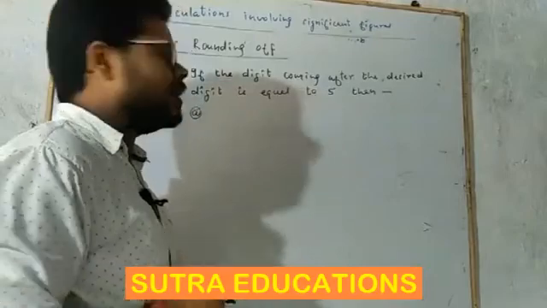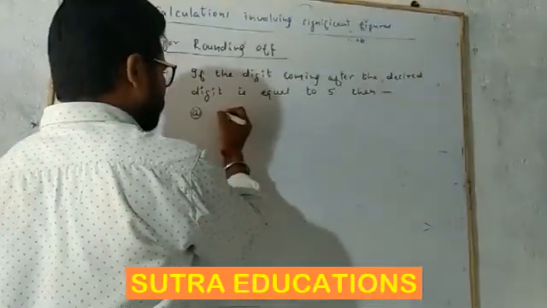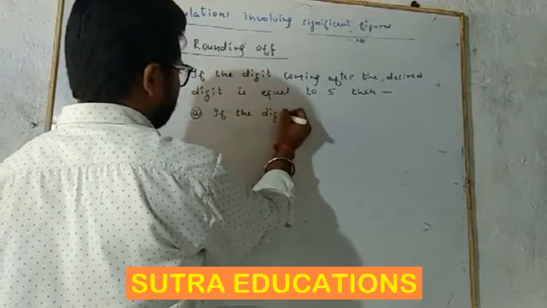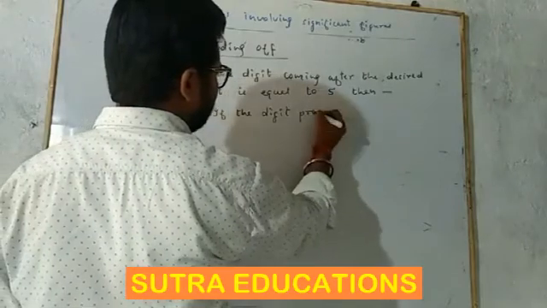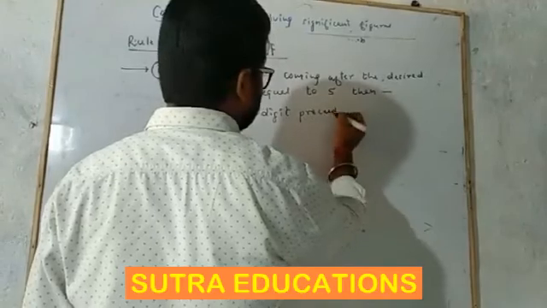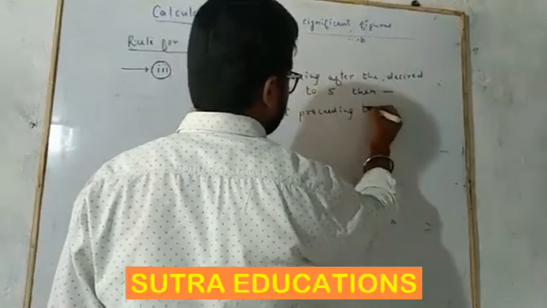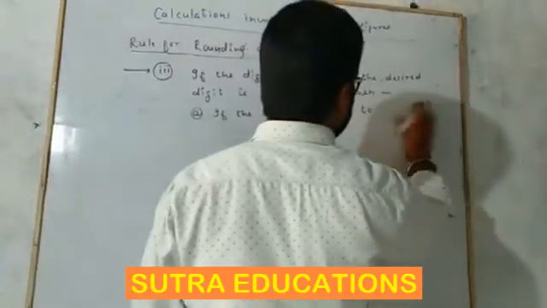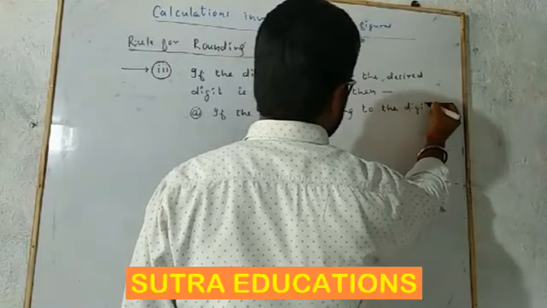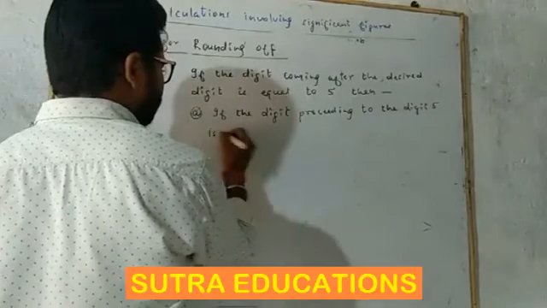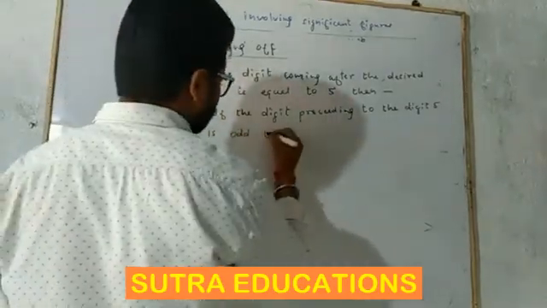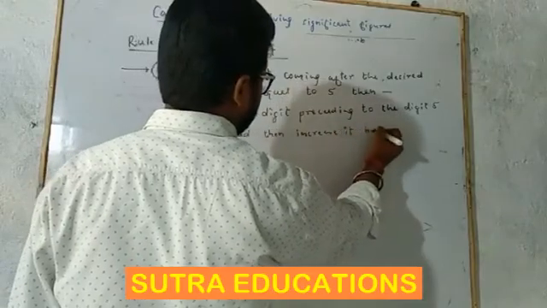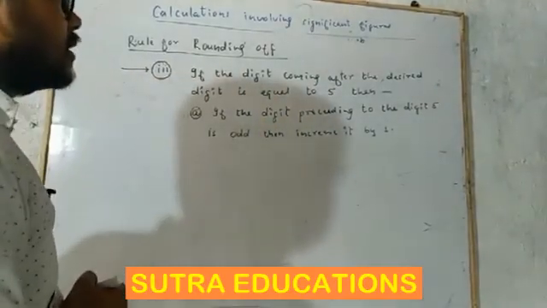we have to follow two rules. Rule number A is: if the digit preceding this 5, okay, to the digit 5, is odd, then increase it by 1. If the digit preceding to the digit 5 is odd, then increase it by 1.